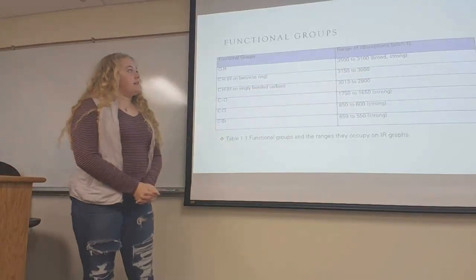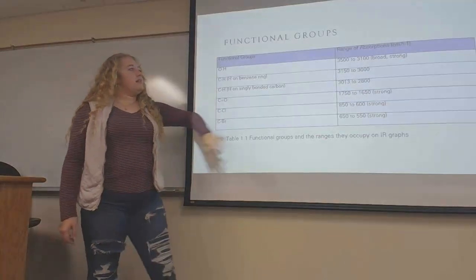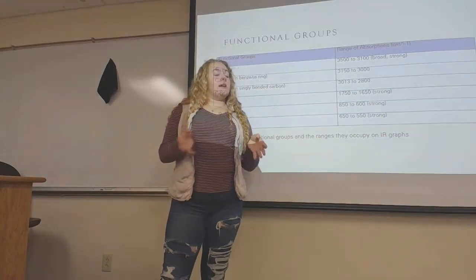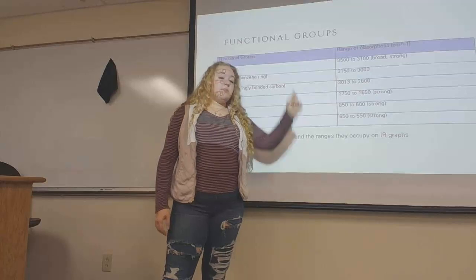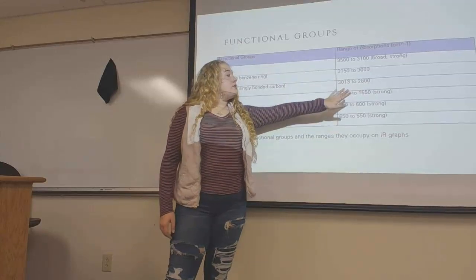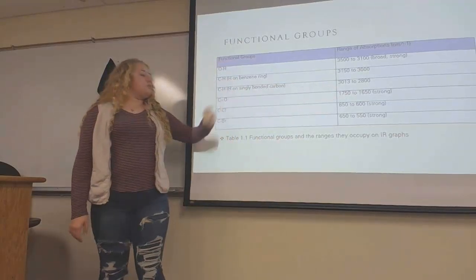This table here is about functional groups. Here are the possible functional groups, and these are the ranges in which they occur on the IR graph. So when looking at the IR graph, if you look at where it spikes up, or in this case, spikes down, so reverse the graph, these are the ranges in which these specific functional groups would be present.